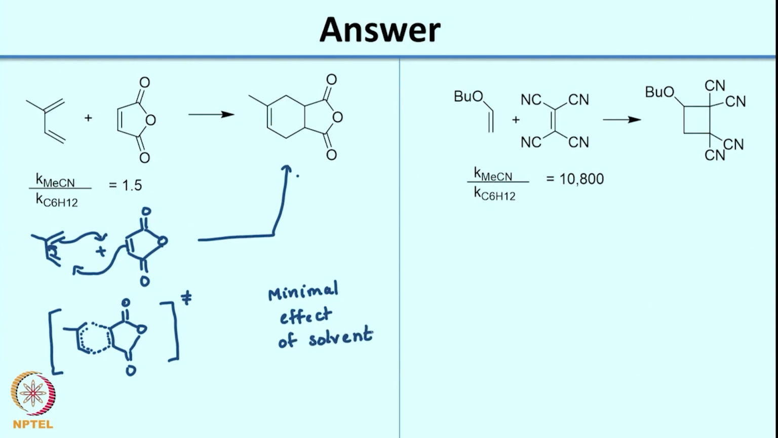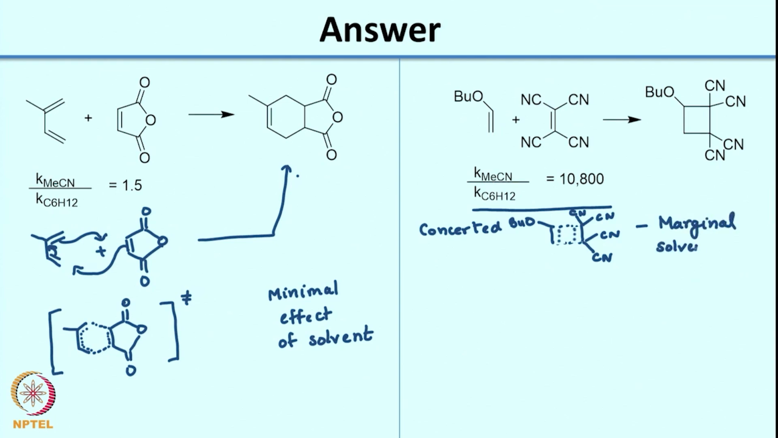Now, if I were to draw a similar mechanism for the reaction shown on the right, it would not show the solvent effect seen here, right. If I were to draw a concerted process, I would have a transition state which would look like the earlier case. Right, marginal solvent effect. But is that what is seen? No, correct. What you see is a large solvent effect. So, how do you explain this large solvent effect?